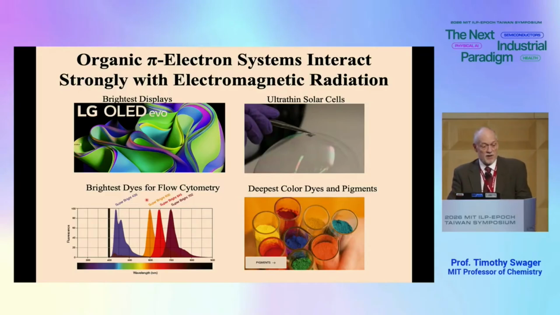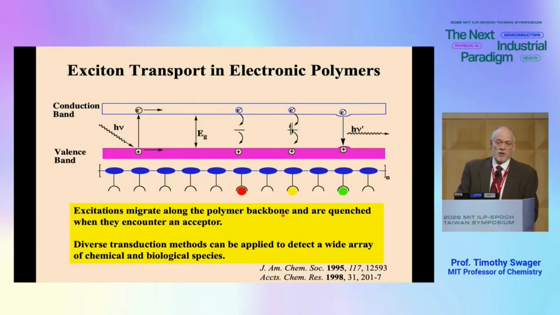They're the brightest dyes used in flow cytometry. Any of you that do high-performance flow cytometry are using organic polymers based on methods I'm going to show you here in just a bit, and also dyes and pigments. Of course, the brightest dyes and deepest colors are always organic materials. And so in that context, we have worked for many years on the optical properties of our polymers.